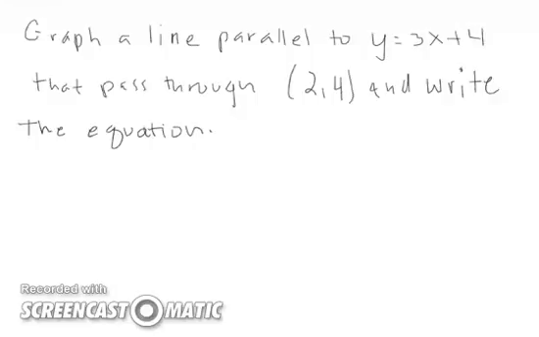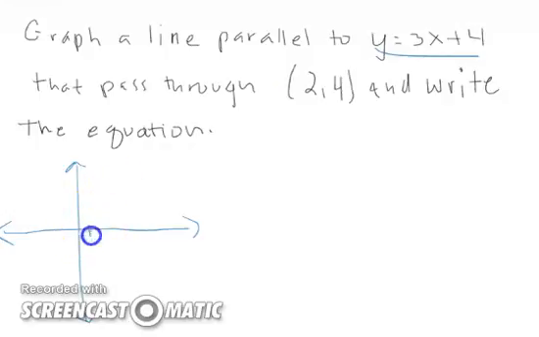I want to graph a line parallel to y equals 3x plus 4 that passes through (2, 4), and then I want to write the equation. So I'm going to erase that. Let's go ahead and draw a graph. Here we go, we've got our graph going. The first thing to do is draw a line parallel to this equation that goes through this point. So the first thing I'm going to do is find that point.